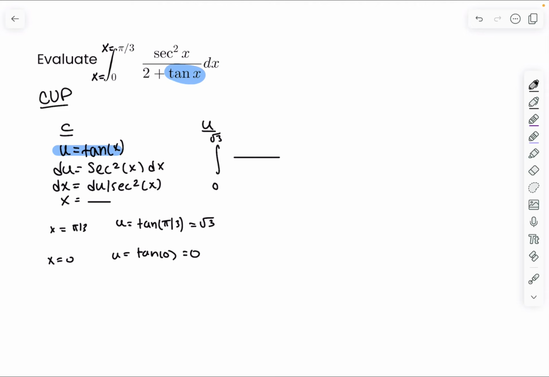And then I'm going to have secant squared of x. I know that's not in terms of u just yet, but the whole point is that whatever's in the denominator of my dx is going to cancel that out. Then I have 2 plus u, because I made tangent of x my u. And then my dx, I solved for here, is du over, guess what, secant squared of x. Isn't that beautiful? These cancel out, so you're essentially just left with 1 over 2 plus u, du.